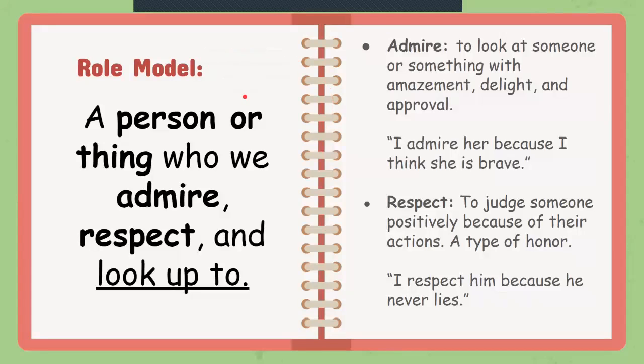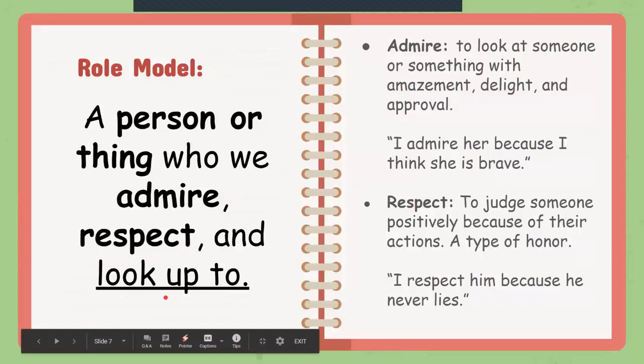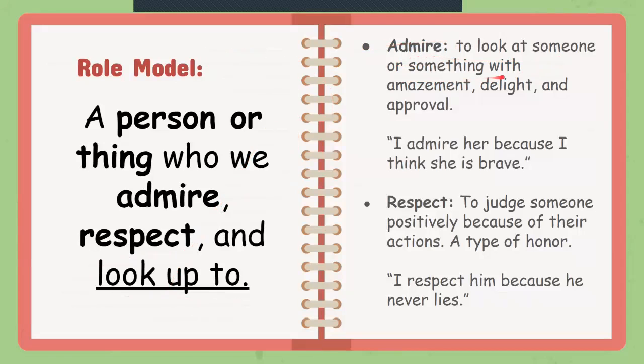So again, a role model is a person or thing who we admire, respect, and look up to. To admire someone is to look at someone or something with amazement, delight, and approval. I admire her because I think she is brave. When you look at someone and go, wow, you are admiring them. Who is someone you admire? You can also admire things. So you can admire a painting or a work of art as well.